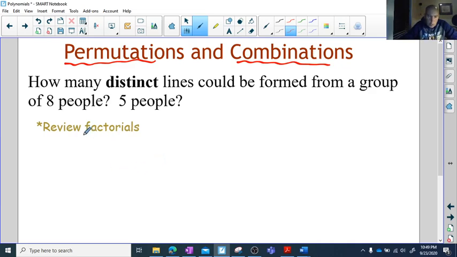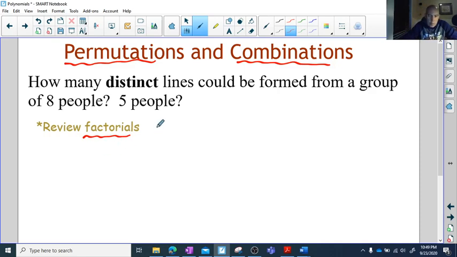You'll see here we're going to use factorials in these. It says how many distinct lines could be formed from a group of 8 people. So imagine that we're sitting in the class and I said there's 8 of us. Back in the old elementary school days where you loved to stand and get in line at the door. Some students still love to stand and line up at the door. How many different ways, if I had 8 people in the room, could they go and stand in line?